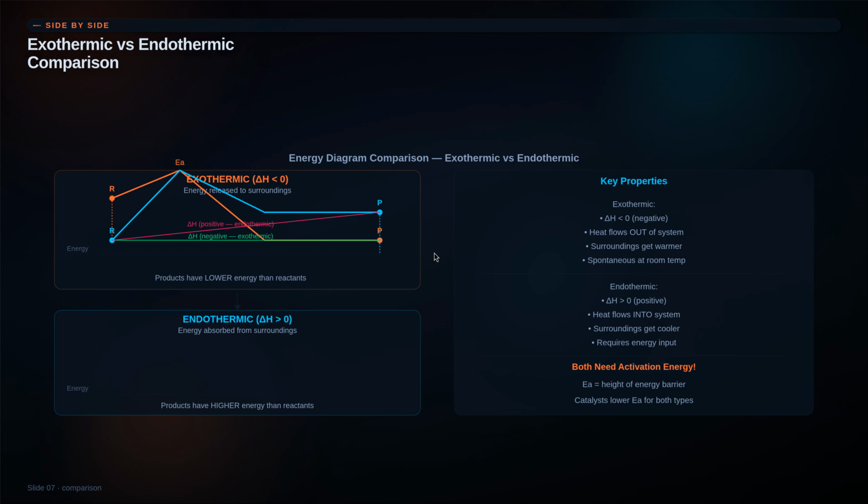The total energy change in any system plus its surroundings is conserved according to the first law of thermodynamics. The universe overall tends toward lower energy states. This is why exothermic reactions are often spontaneous at room temperature, while endothermic reactions require continuous energy input to proceed.